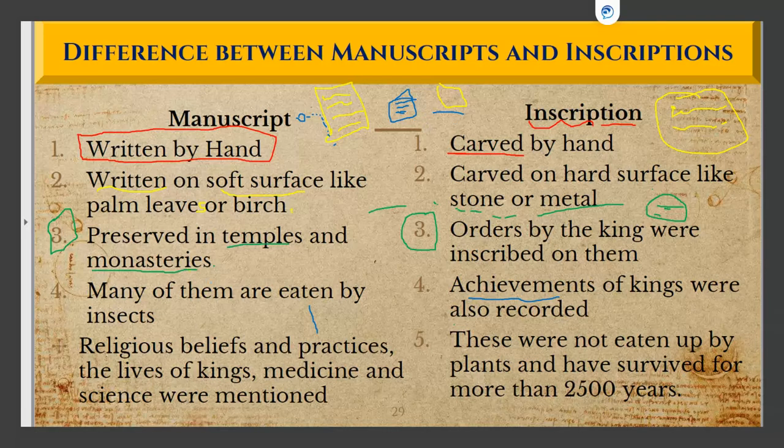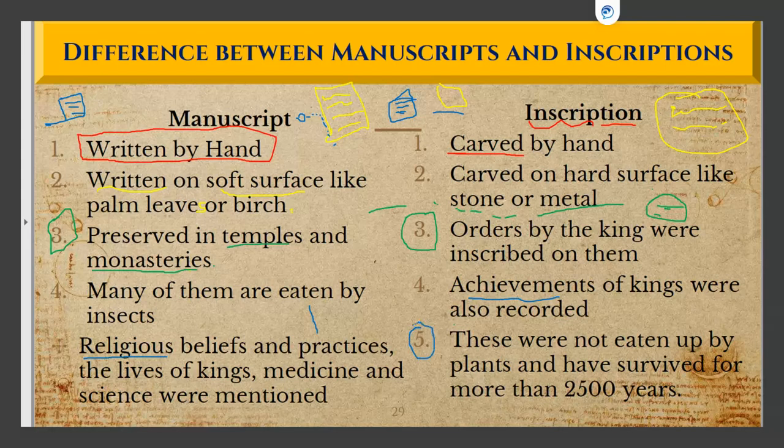This is not a point of difference, but only a point. The religious beliefs, the lives of the kings, medicine, and science were mentioned. How the kings lived, what the medicine was at that time, and what the science was at that time. These were all written in the form of manuscripts.